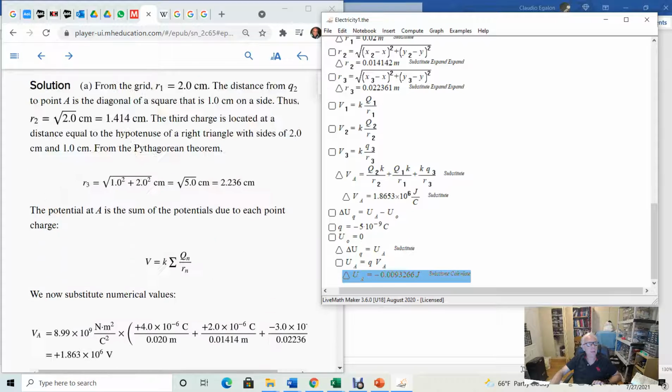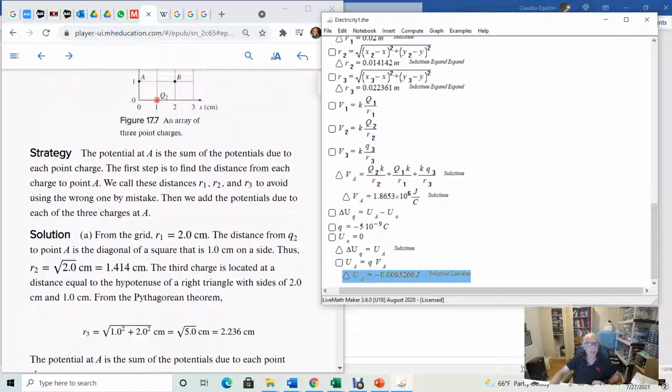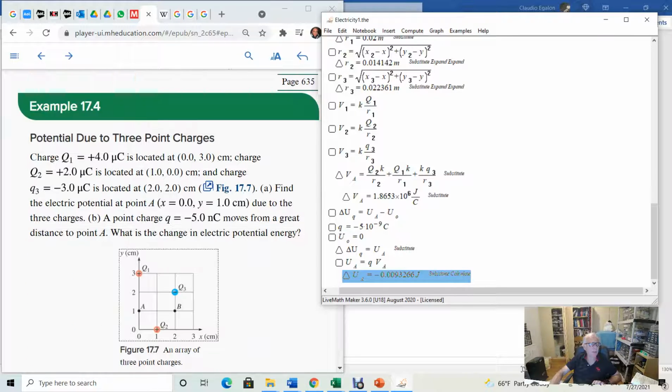Let's take a look here. Why did we get a negative? We got a negative for a very simple reason. The net charge of this distribution is positive, okay? And this negative charge is moving naturally from infinity to this distribution of electric charges, to that point A.